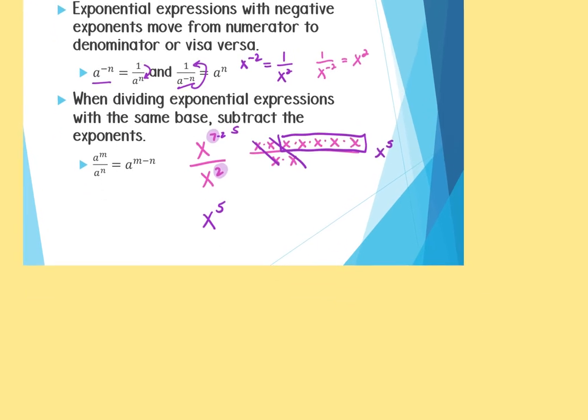If it was reversed, if I had x to the 2nd in the top and x to the 7th in the bottom, I still subtract, but this time it would be in the denominator because that's where the larger exponent was.